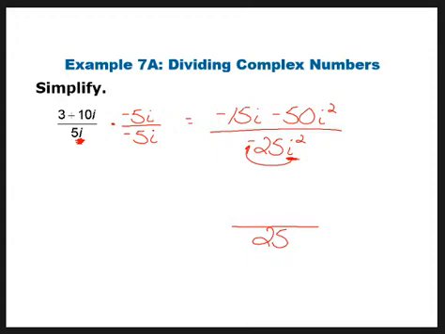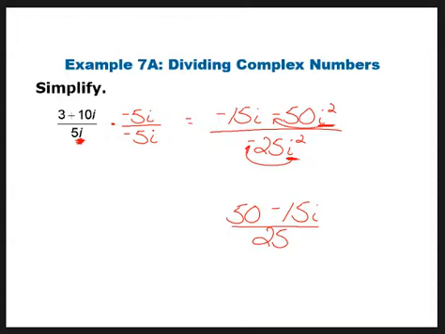Okay, on the top, this i squared is going to make this sign positive. So 50 is going to be my real part, minus 15i is going to be my imaginary part. Now, I'm not done yet.